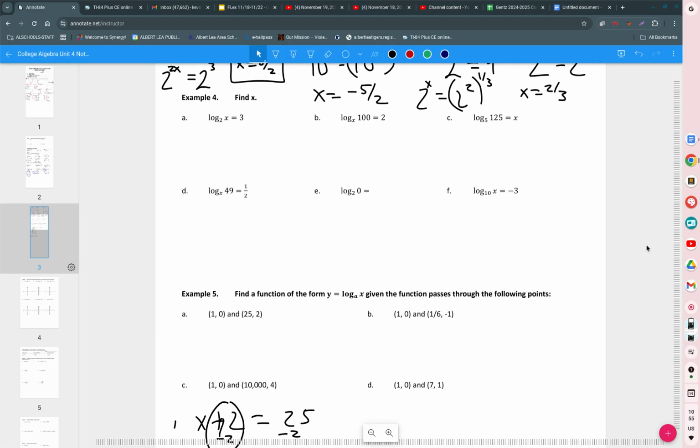We're going to finish off with A, B, C, D, E, and F. We're going to leave the other parts till tomorrow. But this usually goes well for people. It says find x, log base 2 of x is equal to 3. You want to solve for x. Well, try rewriting it as an exponential. This means 2 to the 3rd power is equal to x. So what would x be? 8.